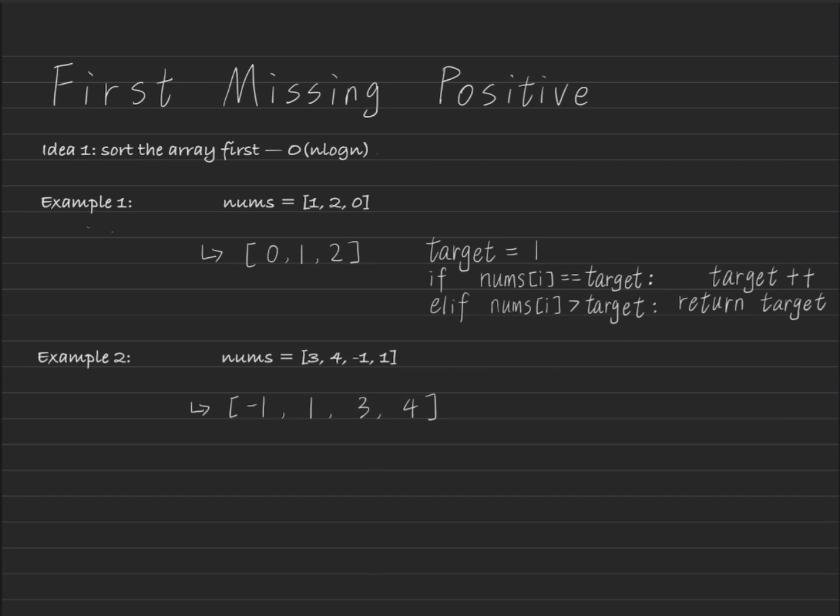Similarly, with the second example, the sorted array will be -1, 1, 3, and 4. So now let's repeat the same logic. We'll skip the number -1, starting with 1, incrementing target to 2, and when we get to 3, since 3 is greater than 2, we can now return 2 as the result.